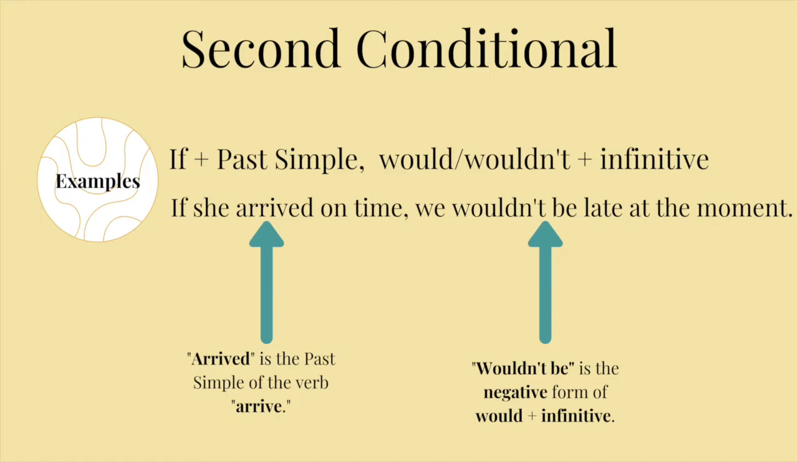Now let's look at the example sentence in more detail. The first part of the sentence, if she arrived on time. Arrived is the past simple of the verb arrive. And now looking at the second part of the sentence. We wouldn't be late at the moment. Wouldn't be is the negative form of would plus infinitive.